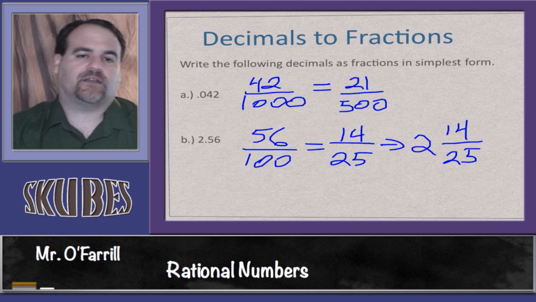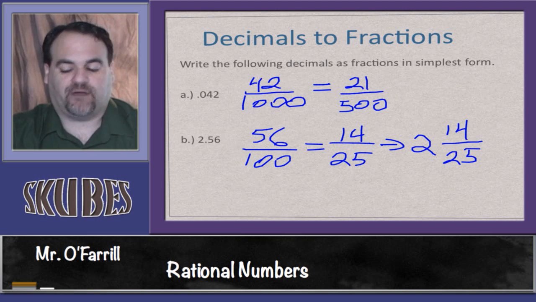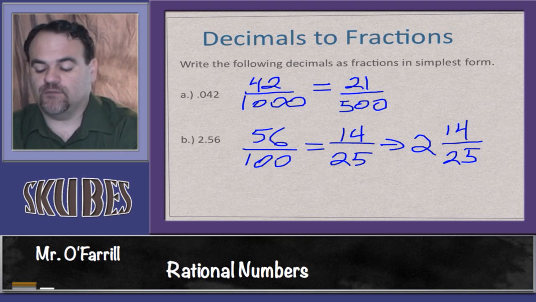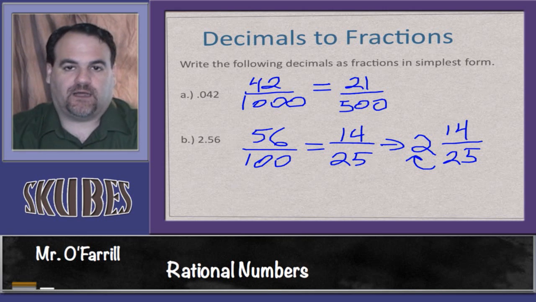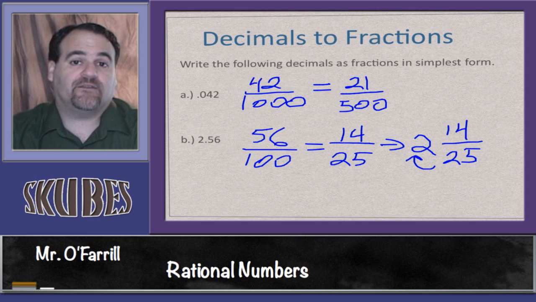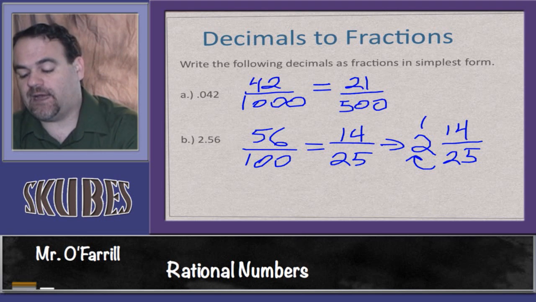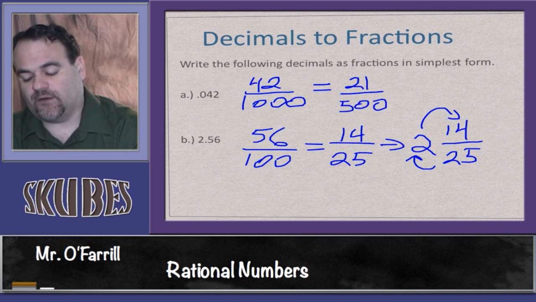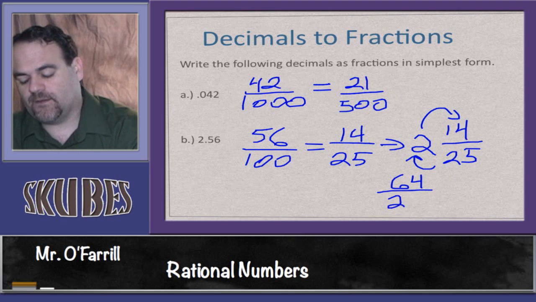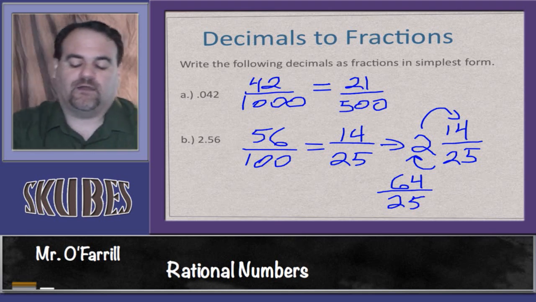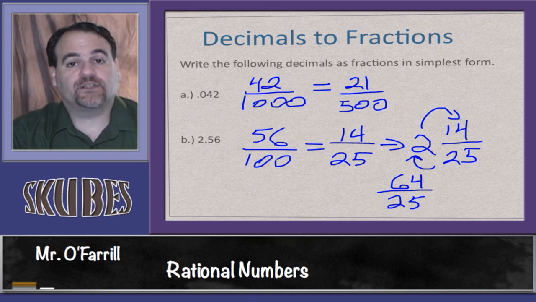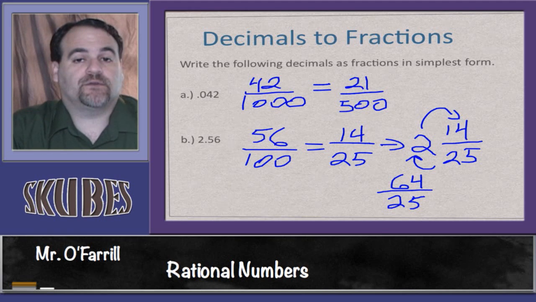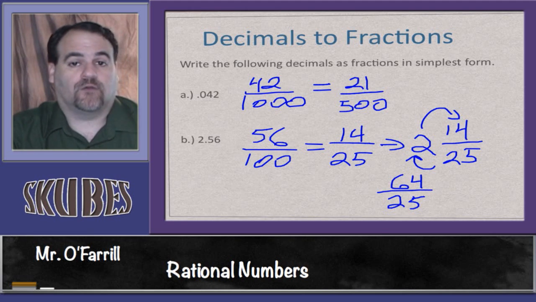But let's say, just for the sake of argument, that we needed it to be an improper fraction. Remember how that's done. You multiply the denominator times the number in front. 2 times 25 is 50. And then you add it to the numerator, which becomes 64 over 25. And that's that same number as an improper fraction, all of which are rational numbers. And that concludes our lesson on rational numbers.